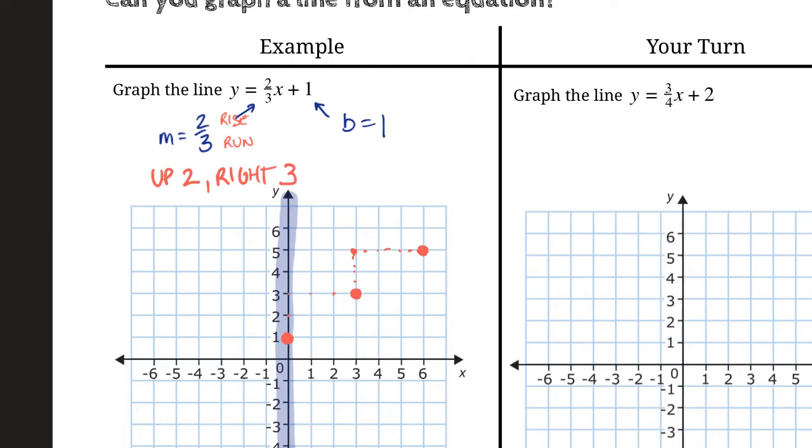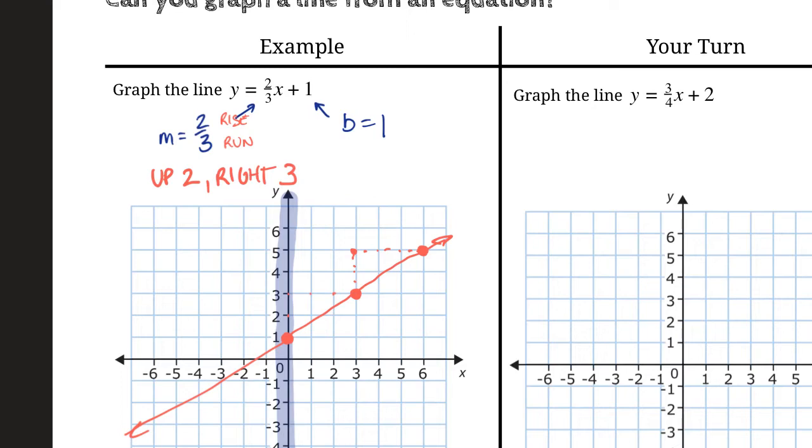Once we have a few points on the line, we can sketch it. If you take a ruler and draw a line through those points, you should have your line. So that's how you sketch a graph from an equation. Find the slope, find the y-intercept, plot the y-intercept, and then use the slope to figure out how much it goes up and over.